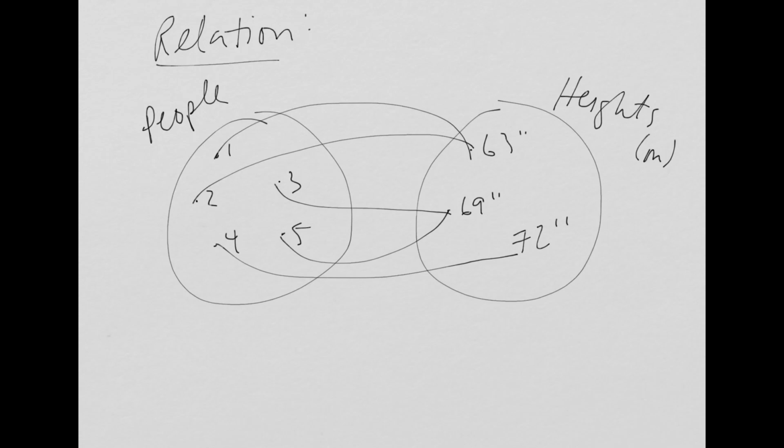So that's a relation. A relation is just two sets that have some sort of correspondence between the two. A little bit of notation here. We can write that person 1 was 63 inches this way, or we could write person 1 was 63 inches that way. So we're going to say this set are inputs, this set are outputs, and this is how we're going to write it. So it's always going to be input, output, input, output.